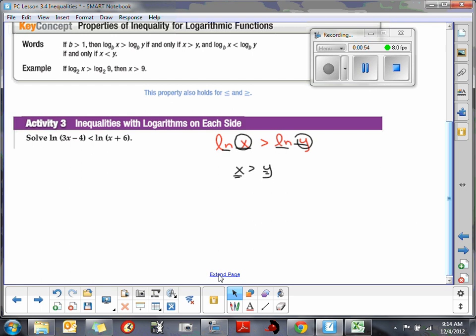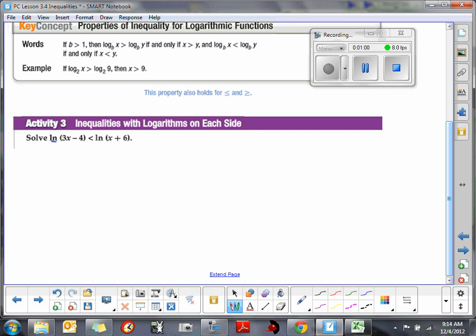The other approach, which is what we did with our equations the other day, is we can undo or inverse a natural log. So what would be the inverse of taking a natural log? That would be to exponentiate both sides to a base e. An exponential base e and a natural logarithm are inverses of each other, so you'd have 3x minus 4 is less than, same concept here, x plus 6. So we'd be looking for the answers to this linear inequality.